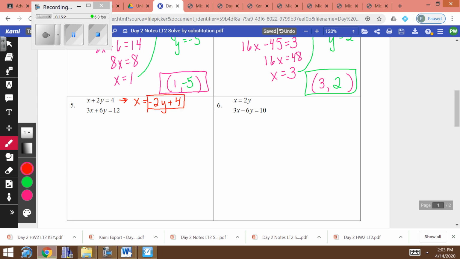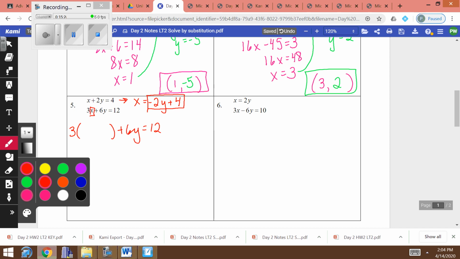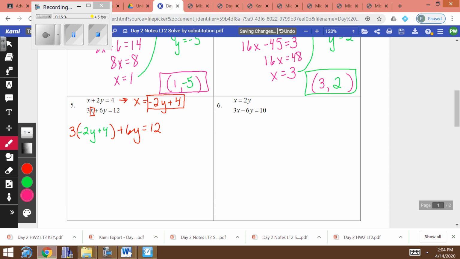So now since that is equal to x, I'm going to replace the x in that second equation here. So that gives me negative 2y plus 4. And now I'm going to multiply it out. So negative 6y plus 12 plus 6y is equal to 12.